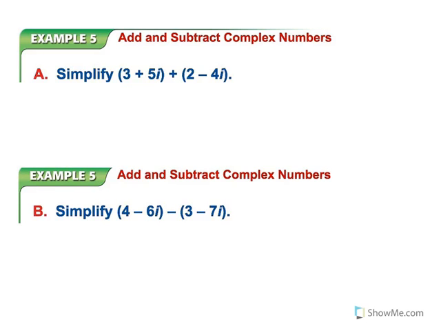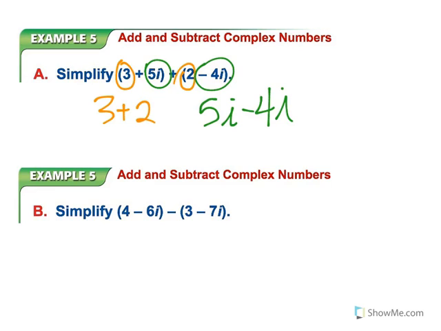Example 5, adding and subtracting complex numbers. We're going to simplify 3 plus 5i plus 2 minus 4i. When you're adding and subtracting complex numbers, you can only add the real parts together, and you can only add the imaginary parts together. You cannot combine them. So we're going to combine like terms. We get 3 plus 2 for my real part, and 5i minus 4i for my imaginary part. Together, 3 plus 2 is 5. 5i minus 4i is kind of like having an x. That just leaves me with 1i, so this is 5 plus i.